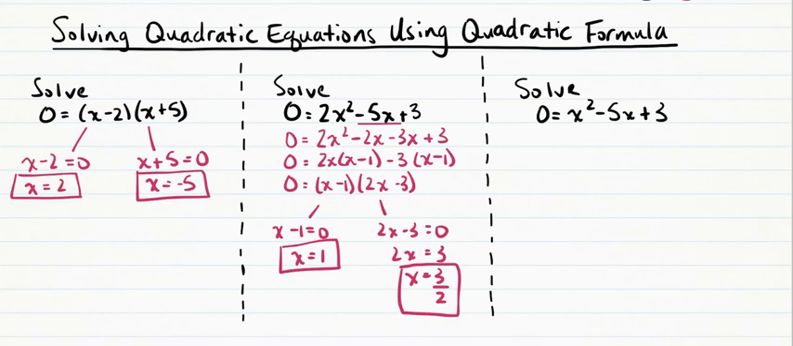So now the question is, what happens if we get an equation like this third one, 0 equals x squared minus 5x plus 3, where it's not factorable? We can't use this same strategy of solving by factoring if the equation is not factorable. Here, in order to factor this trinomial, we would need two numbers that multiply to 3 and add to negative 5. And those two numbers just don't exist. So what happens here? This is where we're going to use the quadratic formula to solve the equation.